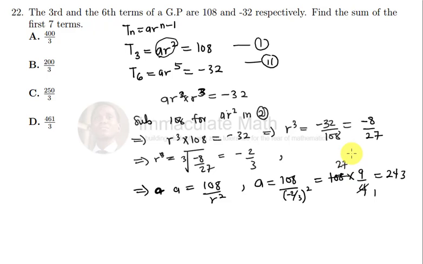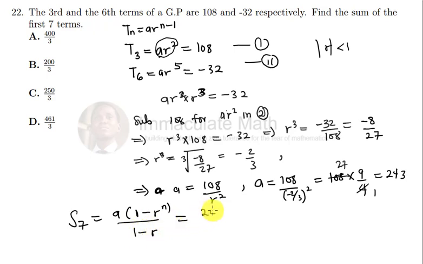Okay, so they ask us to find the sum of the first 7 terms. So what is the sum of the geometric progression when the absolute value of r is less than 1? It is given as a open bracket 1 minus r raised to the power n, all divided by 1 minus r.